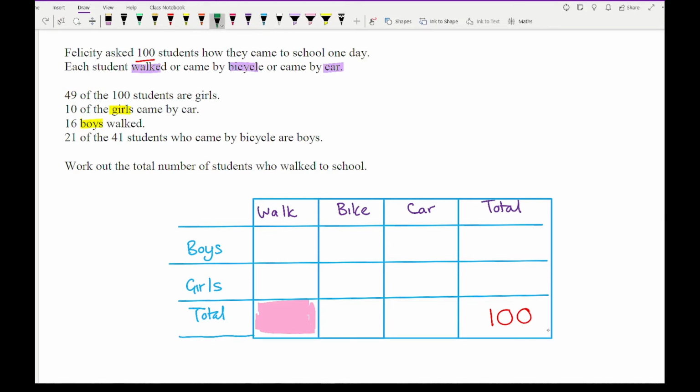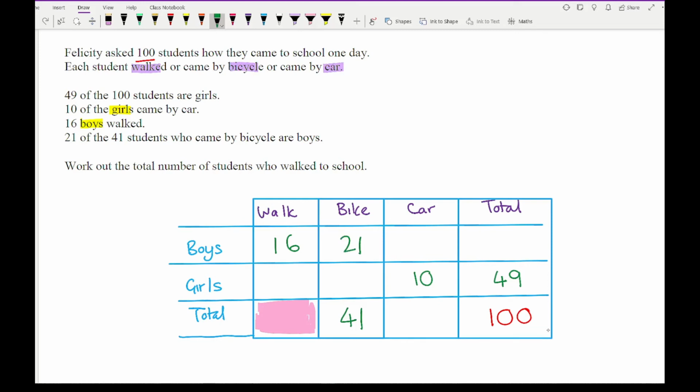It says that 49 of the 100 students are girls. So our total number of girls is 49. And it then says 10 of the girls came by car. So that's going to be 10. It then says that 16 boys walked. So that's going to be 16. And it says 21 of the 41 students who came by bicycle. So the total for bicycle must be 41. And 21 of them are boys. So that's going to be 21.